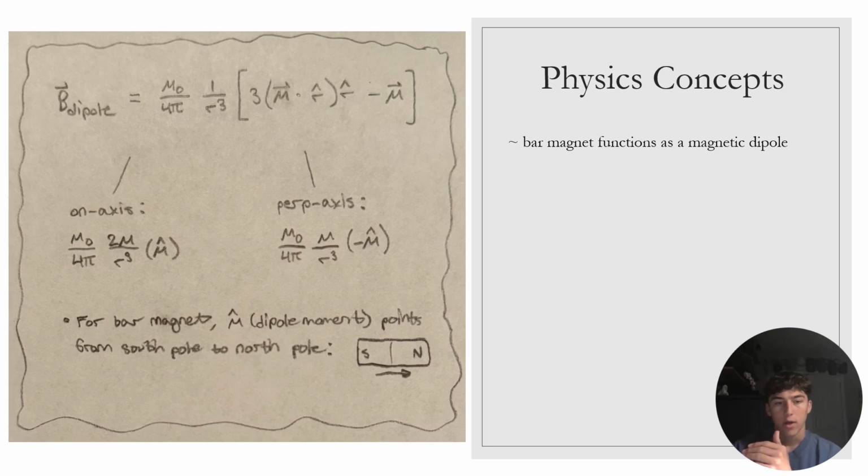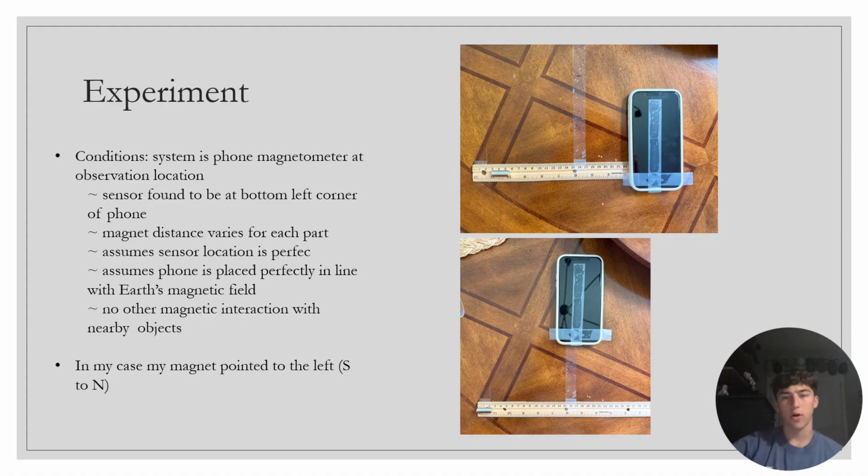In these equations, you see the dipole moment, this mu, repeated over and over, and that is just the dipole moment, which is pointing from the south to north pole of this dipole bar magnet. For our actual experiment, we were able to record the strength of our bar magnet using an app on our phone which can track magnetic fields.